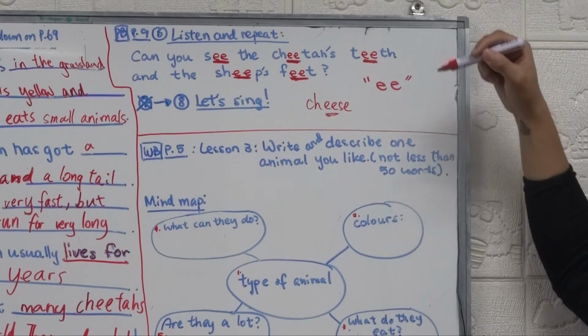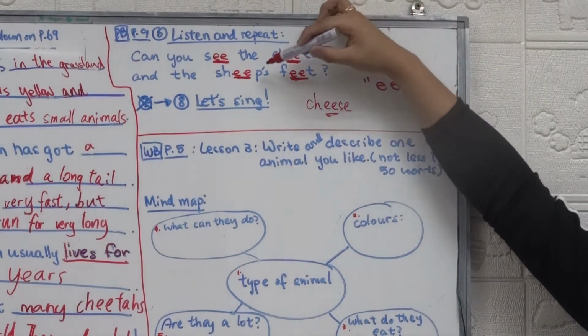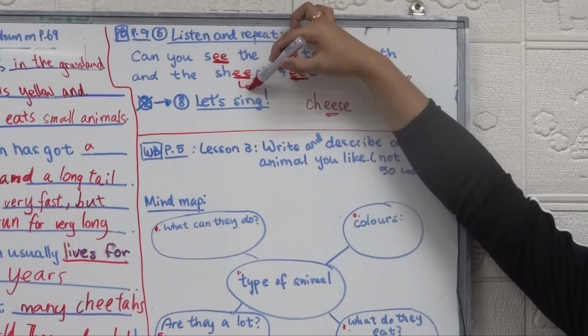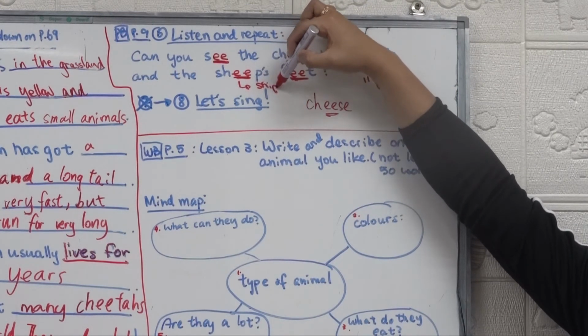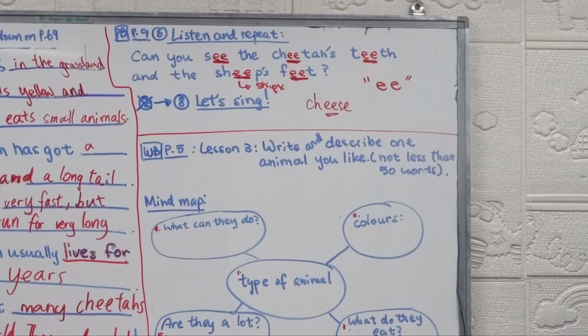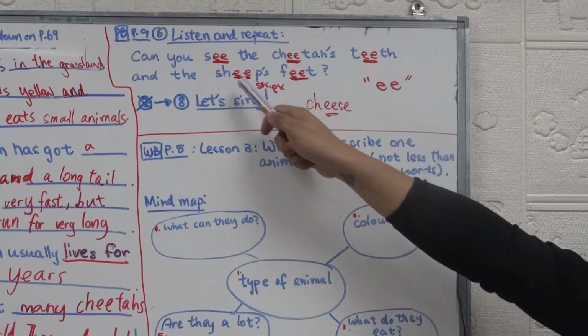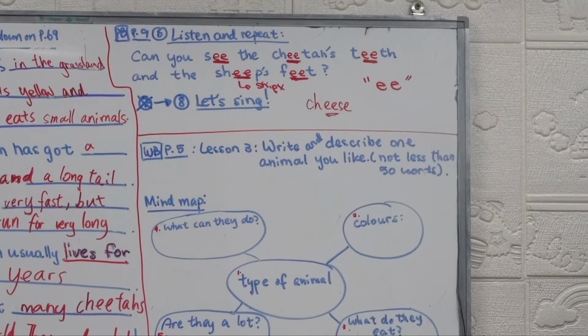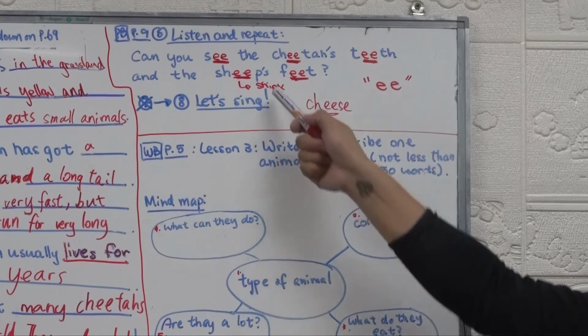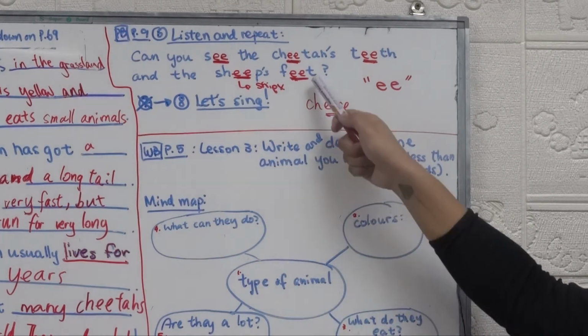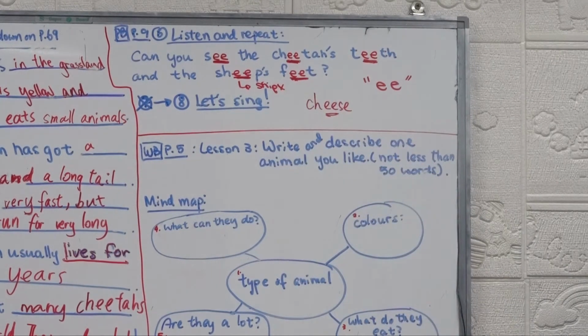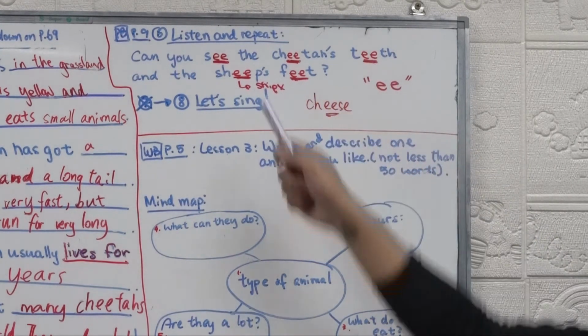Now, why do they do this? Because a lot of kids, instead of saying sheep, they might say ship, right? This is wrong. A ship is a thing you get on to travel in the sea or the ocean. Sheep is the animal, so sheep, not ship, okay? And it's not fit, it's feet. Teeth, feet, sheep, okay?